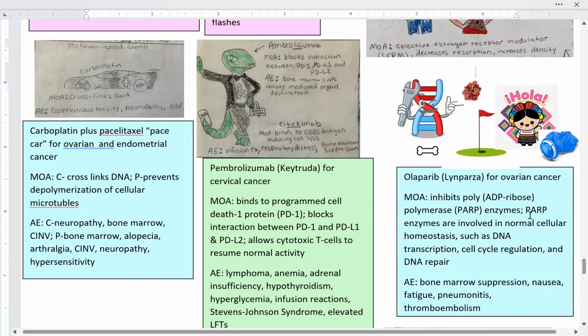And then it inhibits things that have to do with DNA repair. So we have a DNA symbol with a wrench, like repair. Adverse effects are bone marrow suppression, nausea, so that's why we have this little nausea bag, fatigue, pneumonitis, and then thromboembolism.